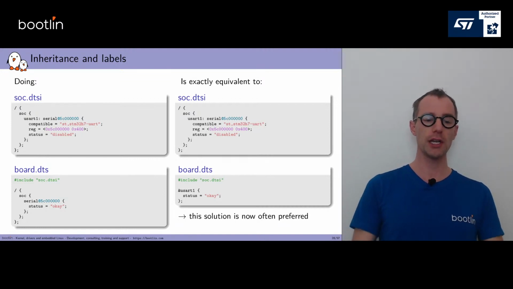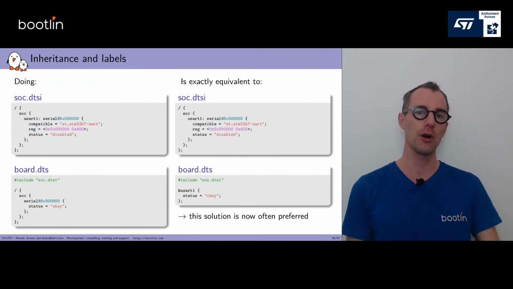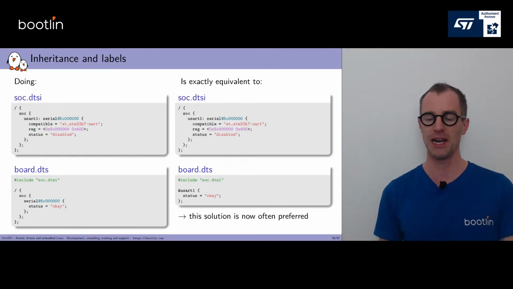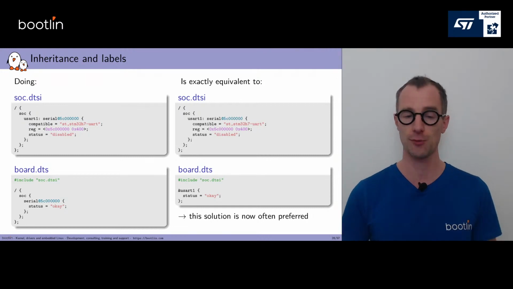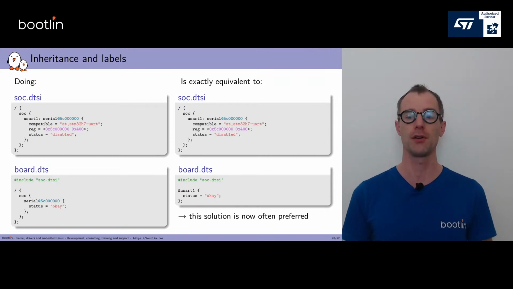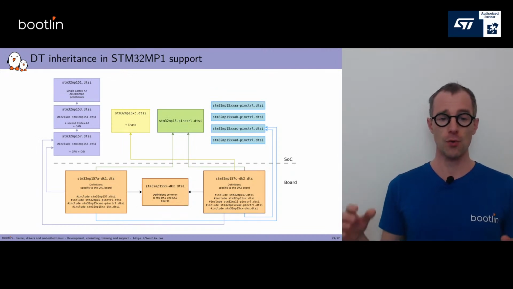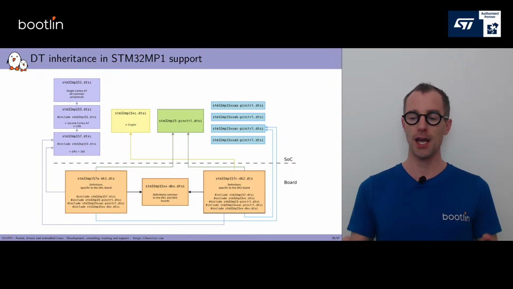I think originally when we started doing device tree in Linux, the solution on the left was more common, but it became pretty clear over time that the solution on the right was a bit lighter and easier to maintain, and so it is the solution that is preferred today and that you will find in most DTS and DTSI files. So now that we have looked at this concept of device tree inheritance, let's see how it applies to the STM32MP1 world.